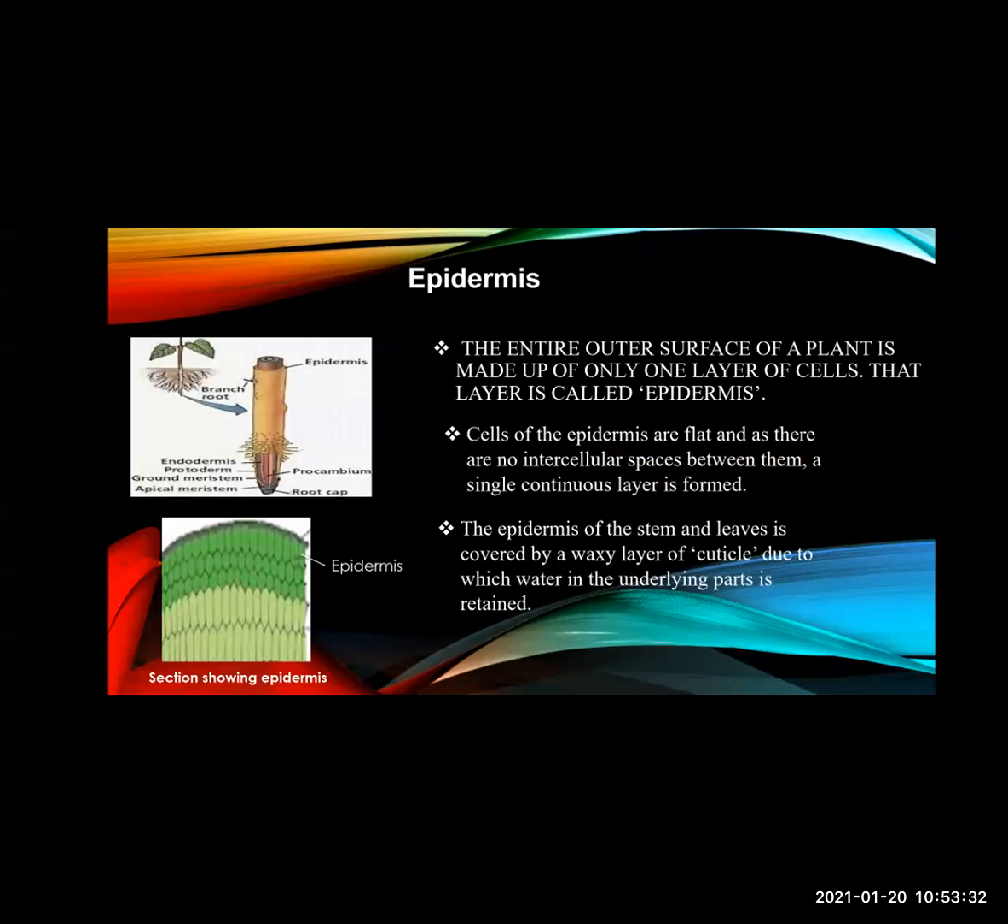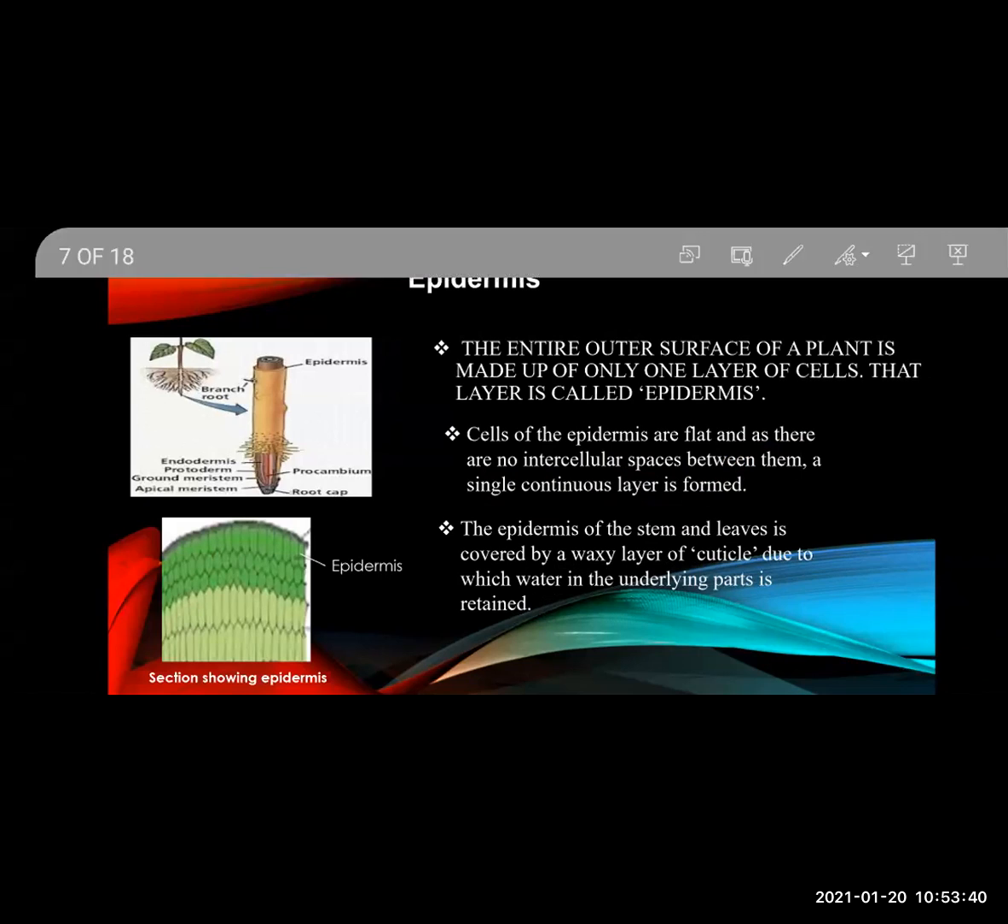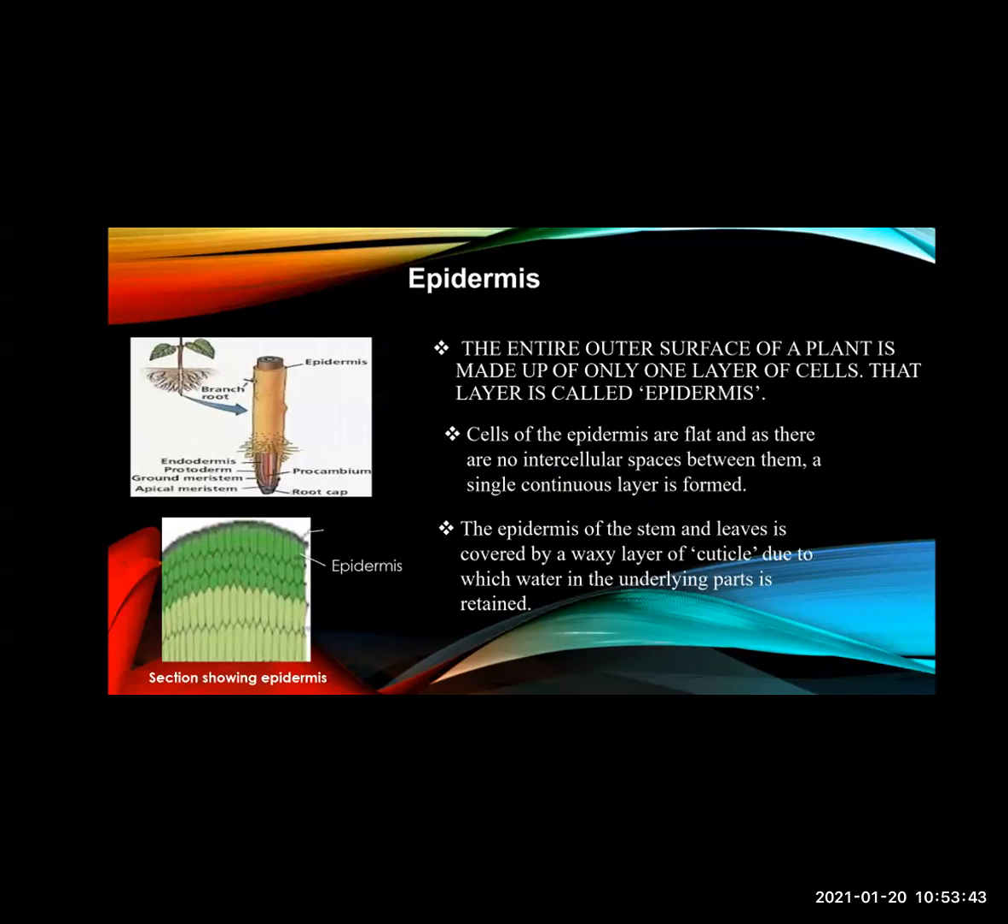Then, this epidermis is again protected by a waxy layer on it. This waxy layer is known as cuticle. Okay, so this is the cuticle. This is epidermis. On the epidermis, you see the blackish layer that is known as cuticle.